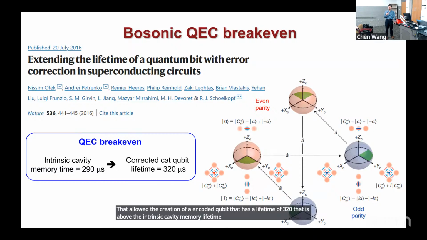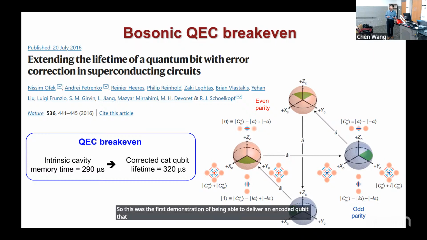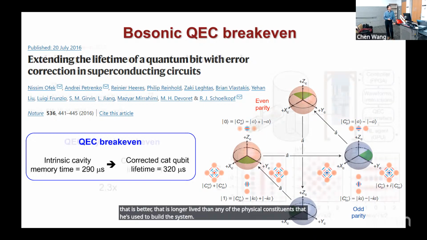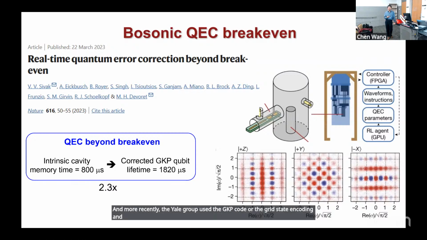It's also above the ancilla superconducting Josephson circuit that is used in the system. So this was the first demonstration of being able to deliver an encoded qubit that is better, that is longer lived than any of the physical constituents that is used to build the system. And more recently, the Yale group used the GKP code or the grid state encoding and achieved more than twice of break-even performance for quantum memory.